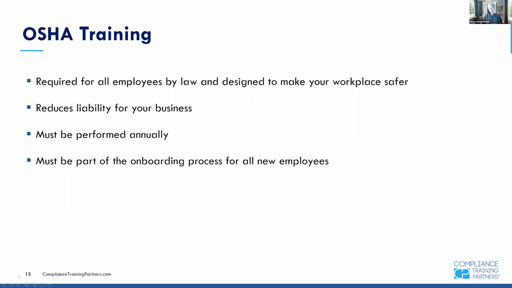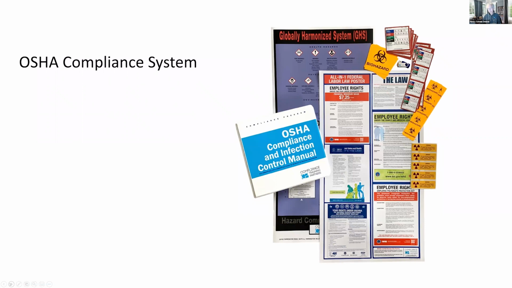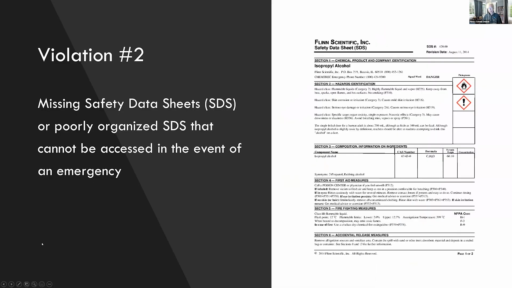Now, when it comes to training, this is clearly one of the top mistakes that we see, is that people aren't trained in this area. It reduces liability. Remember, it's got to be done annually. Remember, it's got to be part of that onboarding process. So either buy one or design one, but have a written program, because that is the number one violation that we run into.